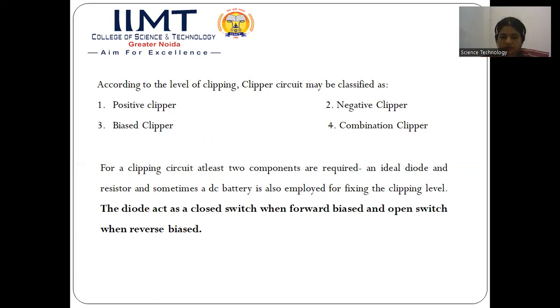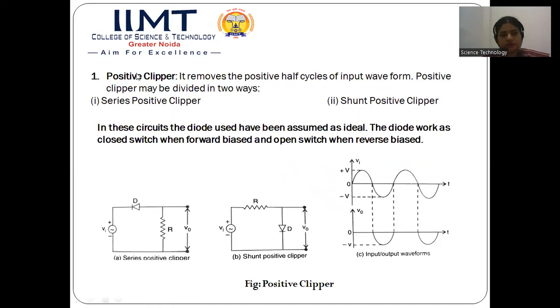Going further, we will consider the diode in the circuit as an ideal diode. An ideal diode acts as a closed switch when it is forward biased, meaning it is fully conducting in forward bias, and it is an open switch in reverse bias, meaning no current flows through the diode. So now we will study all four types one by one, considering that our diode is ideal. The first type is the positive clipper.